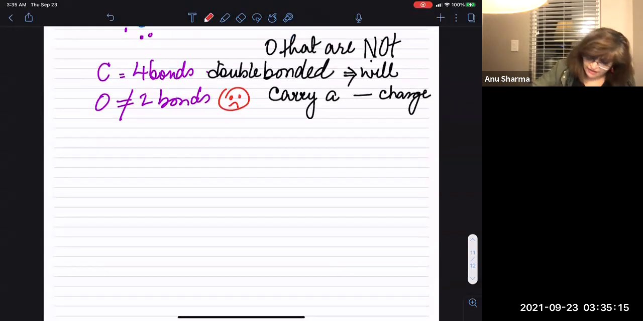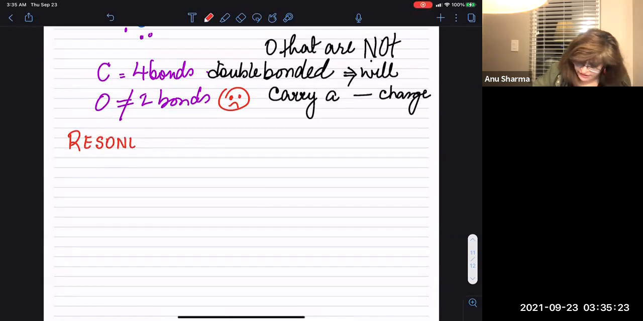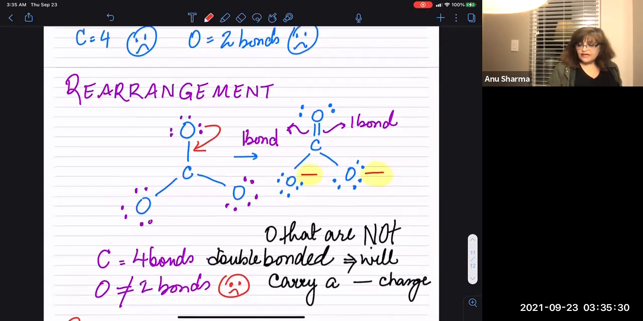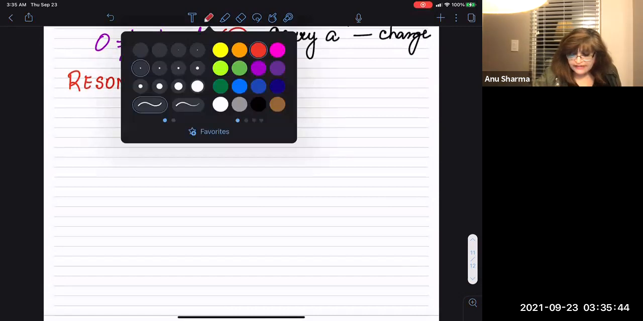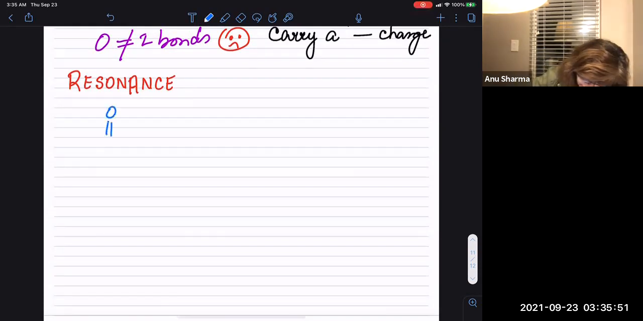But what is resonance? Now look at resonance. When one of the oxygens sees the other oxygen making a double bond, and carbon can only make a maximum of 4 bonds, one of the oxygens is going to say, okay, we will have to take turns in who gets to carry the negative charge and who gets to make the bonds with carbon. So this is what the resonance looks like. Oxygen and oxygen. And so right here are the lone pairs: 1, 2, 3, 4, 5, 6, 7, 8, 9, 10, 11, 12. This is negative, this is negative.